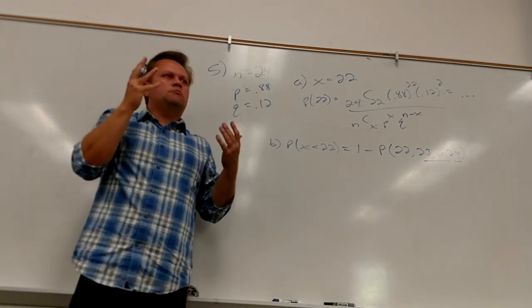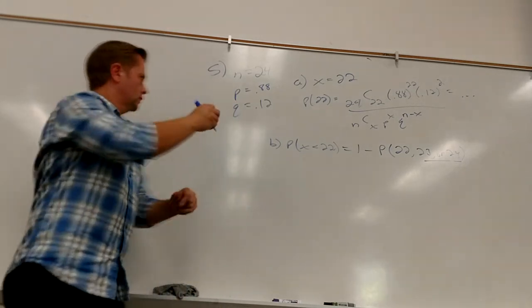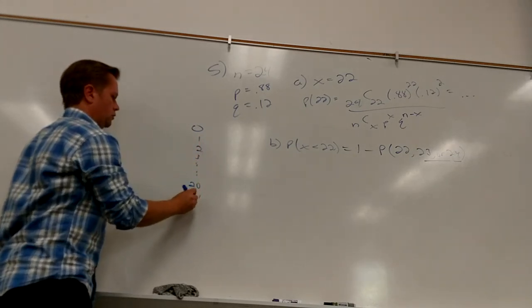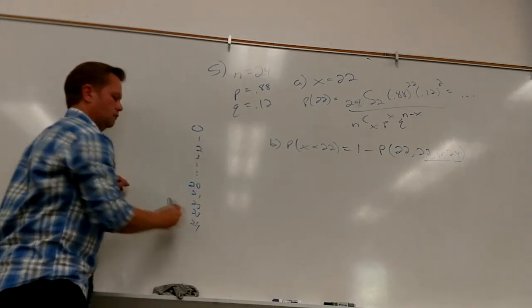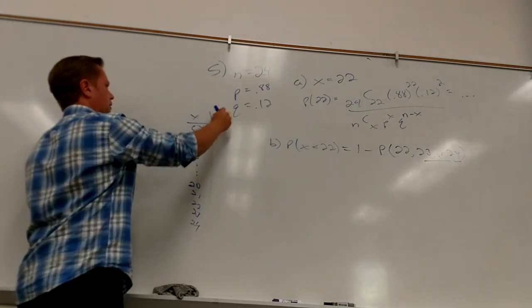I know you guys seem to believe that's magic, but it's not magic. What can happen? 0, 1, 2, 3, up to 20, 21, 22, 23, 24, right? Those are all the possible values of X. What do all these have to add up to be?